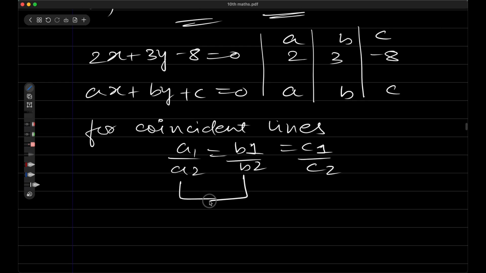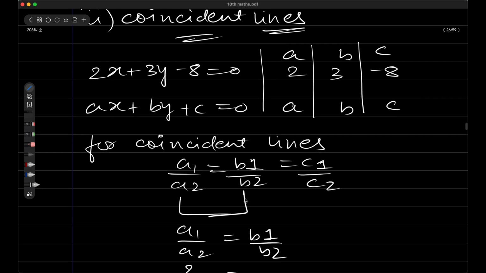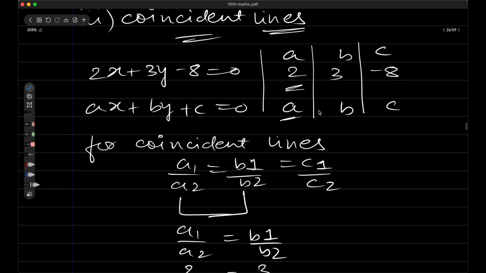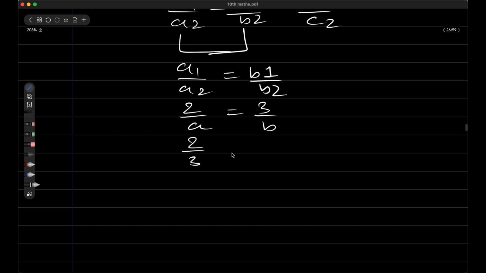First take any one pair. Let's take a1 upon a2 equals b1 upon b2. We have a1 equals 2 upon a equals 3 upon b, that is 2 upon a and 3 upon b. We can write 2 by 3 equals a divided by b, that is a equals 2 and b equals 3.